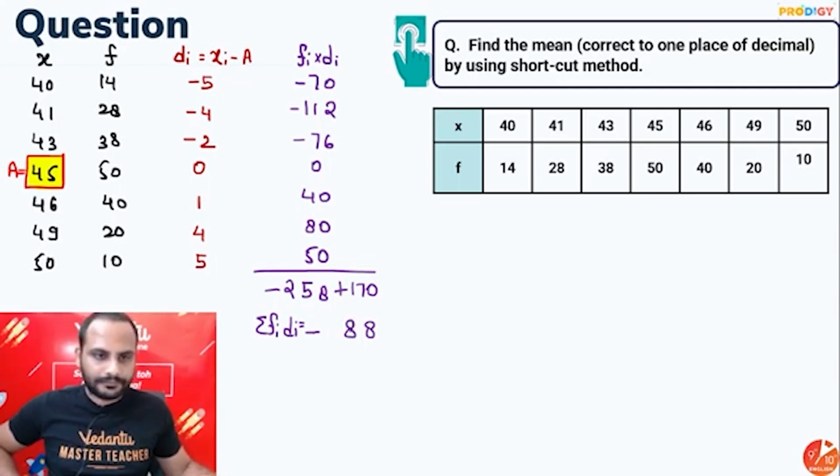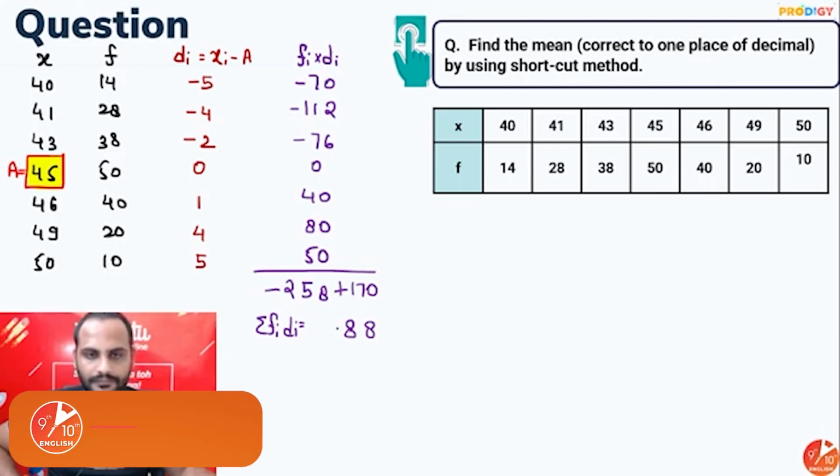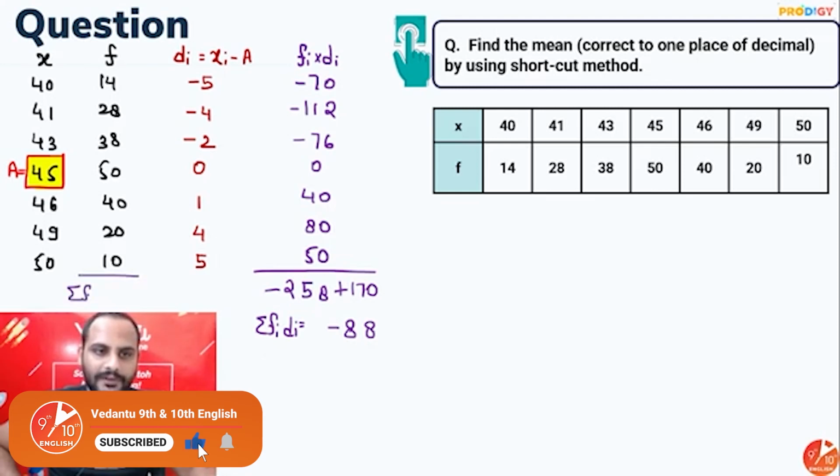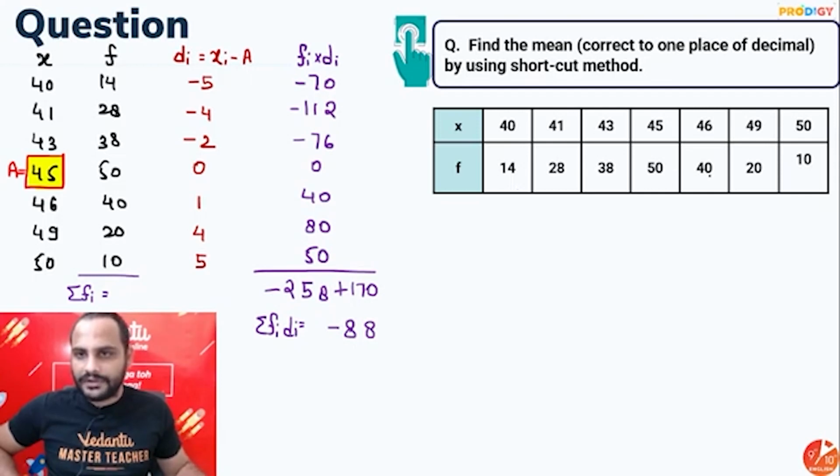Okay. Now you have to find the sum of the frequencies. It will be how much? If I add all of them, 50, 40, 20, 10. So this is 30, 30 plus 40 is 70, plus 50 is 120. 70 plus 50 is up to 120. So 120 plus 70 is 190.